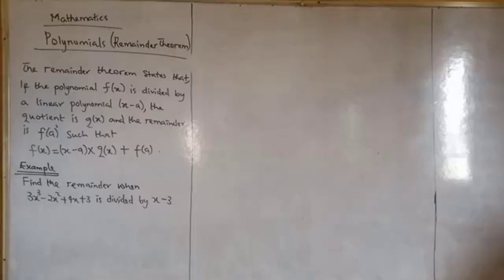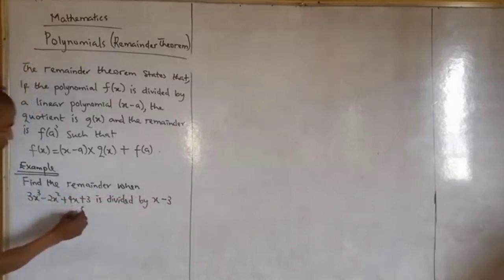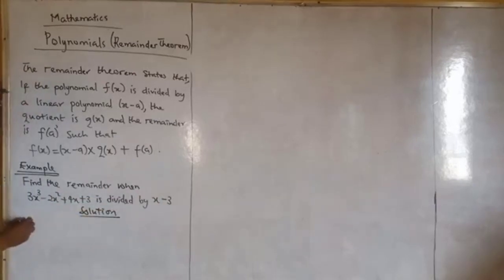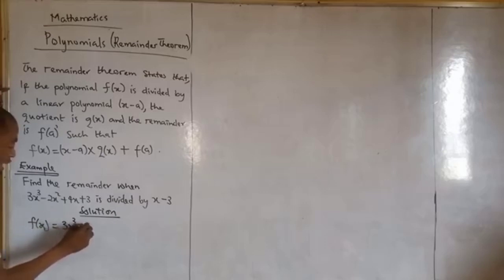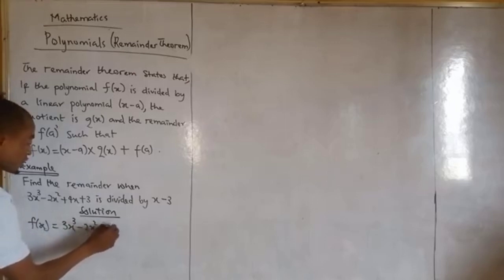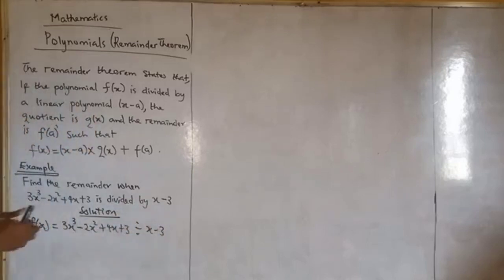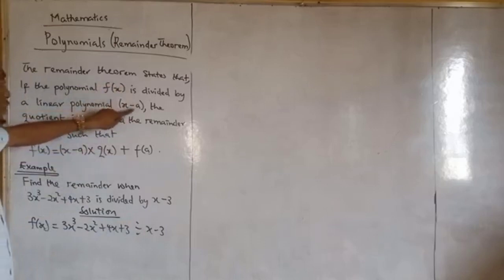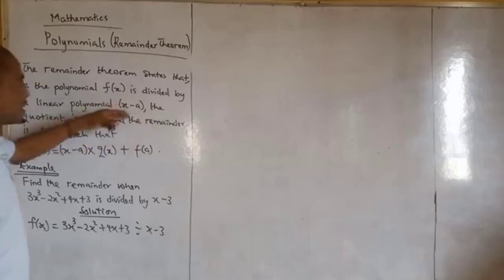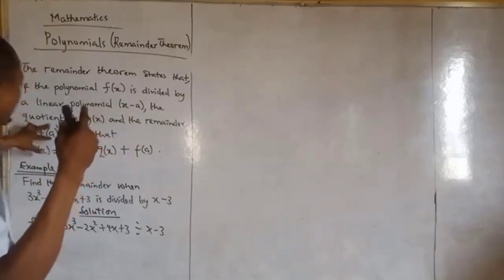So let us look at this example. Find the remainder when 3x cubed minus 2x squared plus 4x plus 3 is divided by x minus 3. So from this question, write solution. Our f of x equals 3x cubed minus 2x squared plus 4x plus 3. So we are dividing it by x minus 3. From here, we see that our x minus 3 is the linear polynomial I'm referring to as x minus a. So if you equate x minus a to 0, we are going to get x equals a. So we now look for f of a. That f of a will be our remainder.